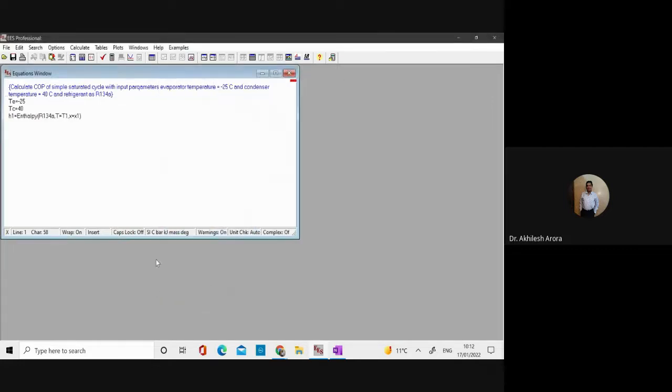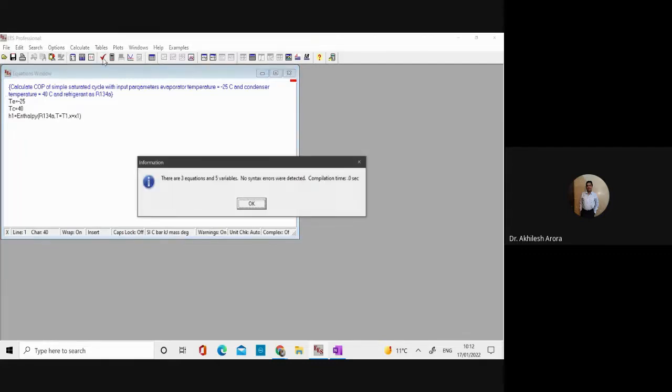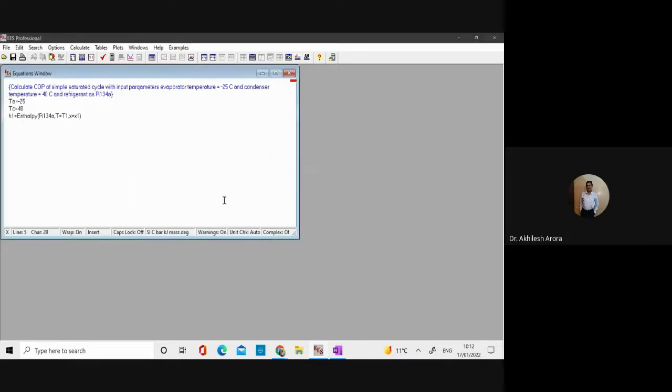So let us paste it. Now let us go here, check equations. There are 3 equations and 5 variables. No syntax errors were detected. Compilation time is 0.0 seconds. Okay. So now you tell me what are the things which I am missing actually. There are 3 equations. You can see I have written 3 equations here. अब what is the missing information actually? Missing. Pressure of evaporator and condenser. Oh no. See, if I have to calculate this, enthalpy, quality. Just a minute.